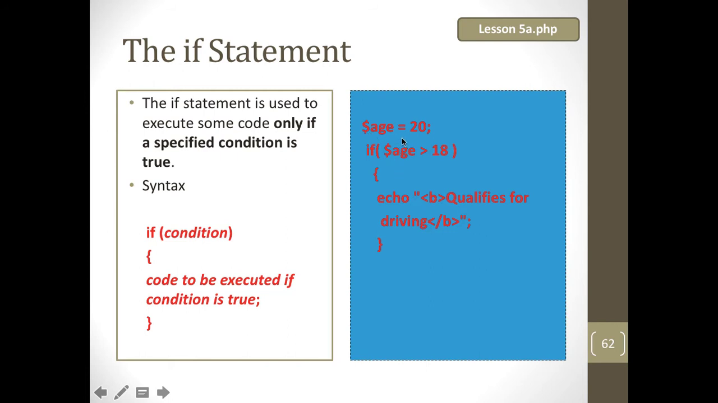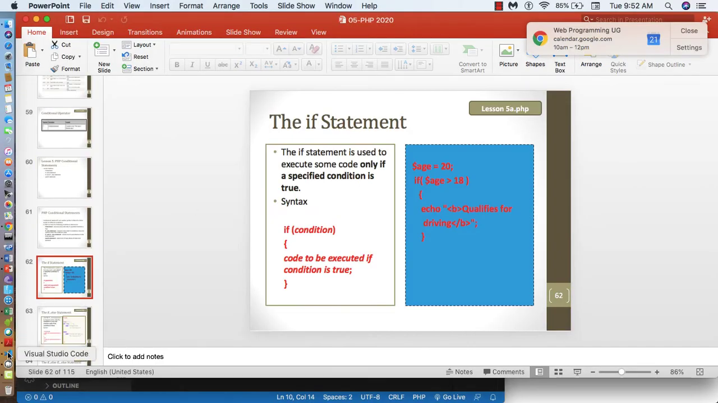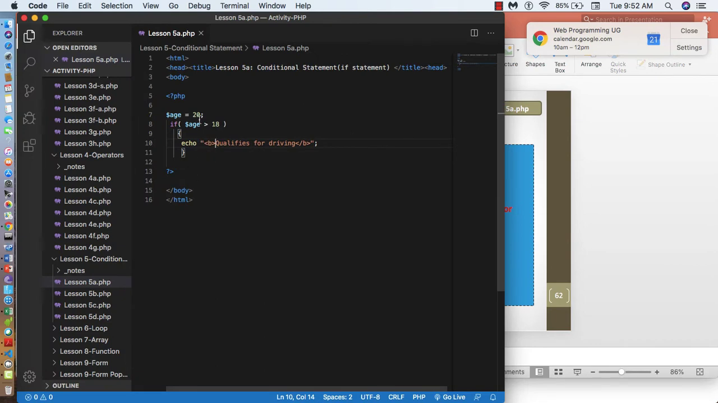You have to put the variable first, then the value of the variable, and then put the conditional statement. This code you can see in lesson 5a.php. If you look into VS Code, you see here this is the coding for conditional statements. Normally we put age as a variable here. If age is greater than 18, it will print qualified for driving. Let's say we try not to follow. Okay, we save it and we look at the outcome.